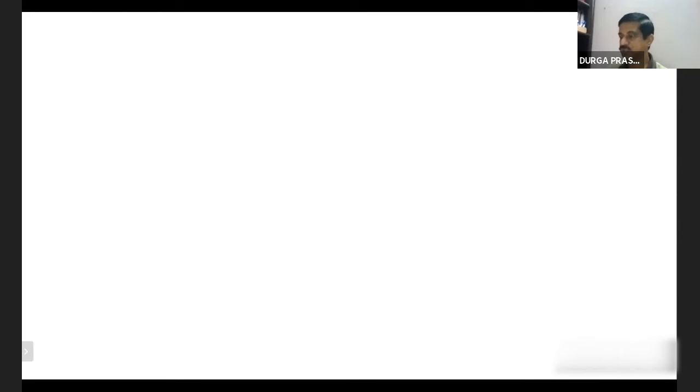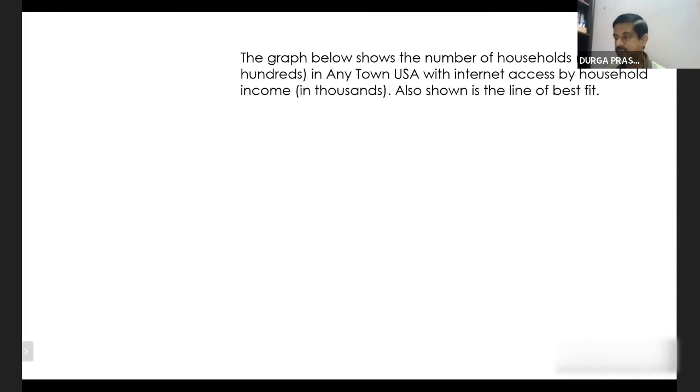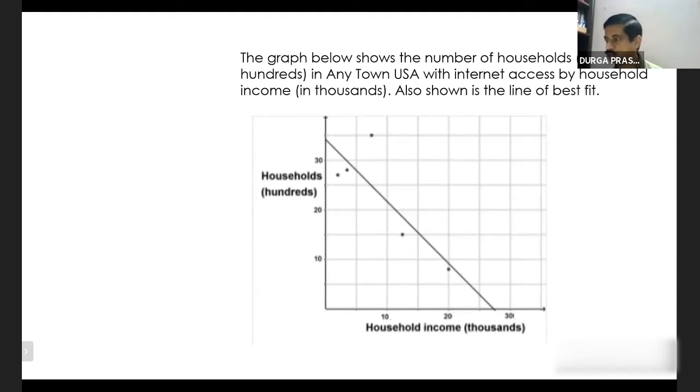Okay, so let us go to the next question. The graph below shows the number of households in hundreds in any town, USA, with internet access by household income in thousands. Also shown is the line of best fit. This is the line of best fit, starting from here to here. You can find a line there.